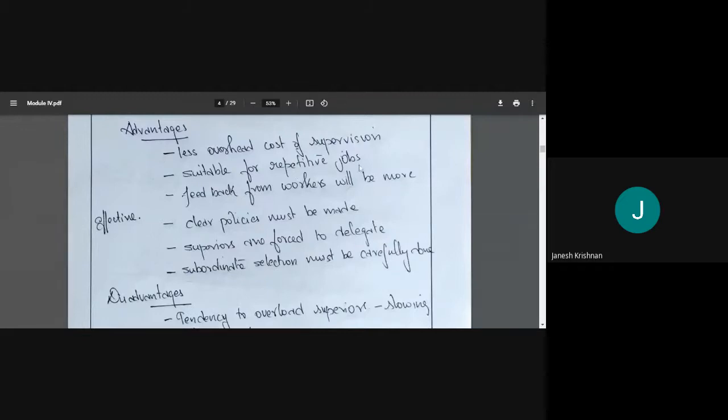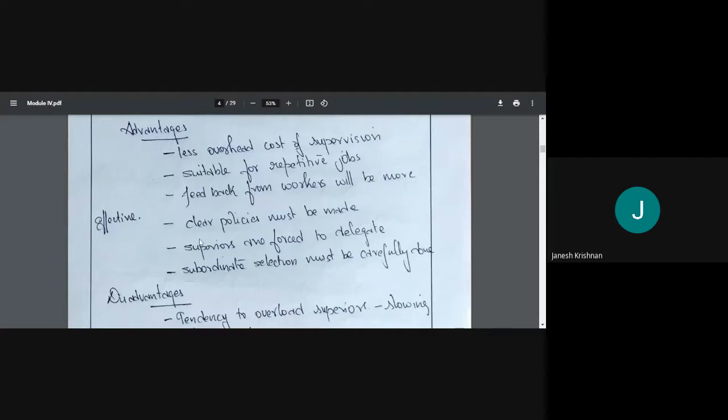As we said, it is suitable for repetitive jobs. If we have to make decisions every day, we cannot use wide span of control. We will be forced to use narrow span of control. Then feedback from workers will be more effective. So workers will be directly in contact, and he or she can directly state what is going on.